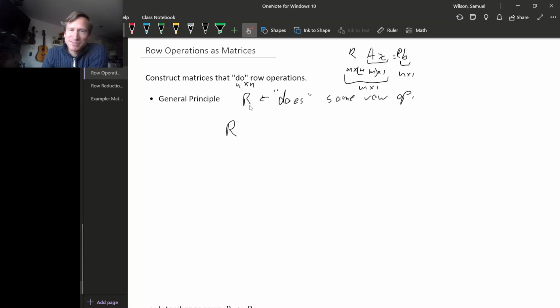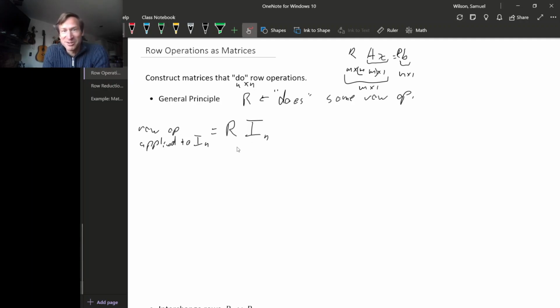Okay, so we know this has to be square, but how can we figure out what it is? Well, imagine multiplying this matrix, which again we don't know yet, by an identity matrix of size n. Now, there are two ways we can think about what this product would be. On the one hand, since multiplying on the left by R does the row operation, R times the identity matrix of size n is just the row operation applied to the identity matrix.